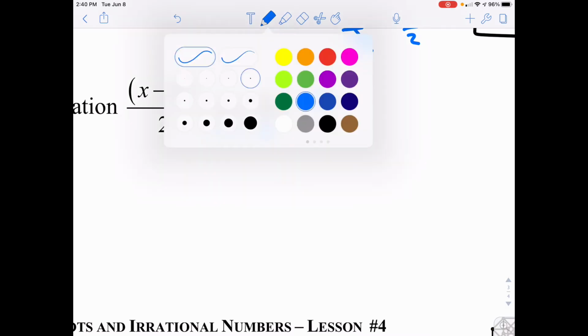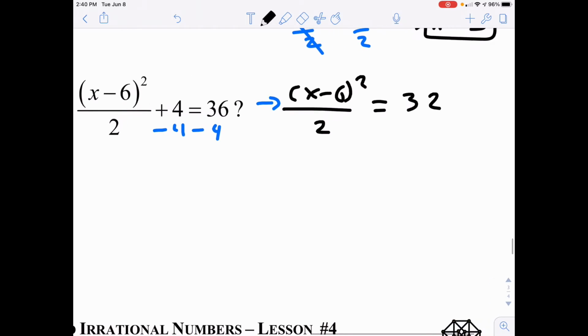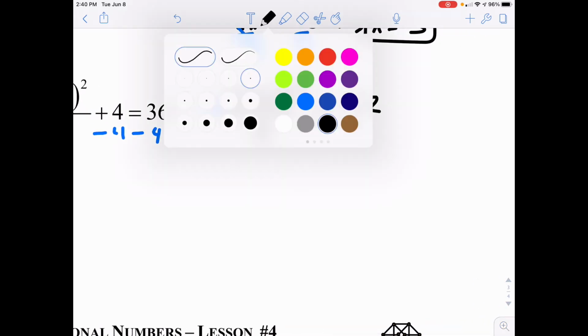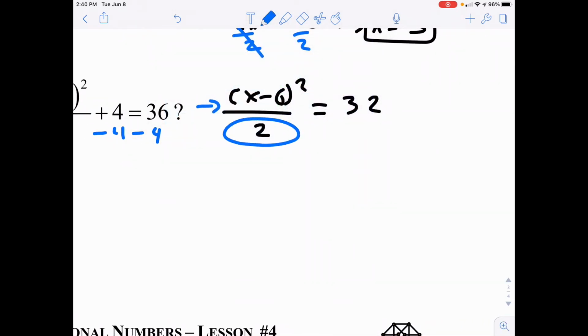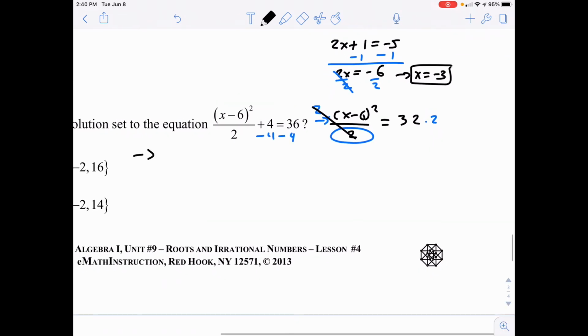rewrite the equation. Quantity x minus 6 squared divided by 2 equals 32. Then we'll go ahead and get rid of the 2 by multiplying both sides by 2. Again, rewrite. And we get the quantity of x minus 6 squared equals 64.